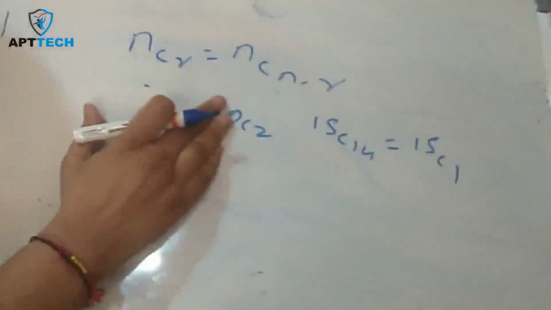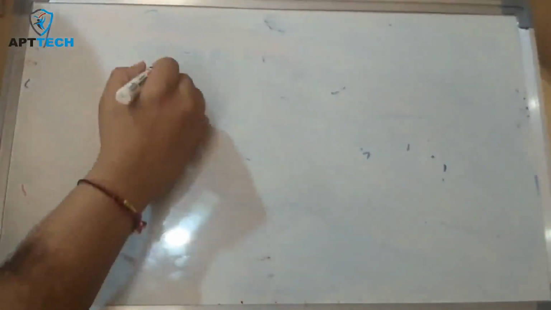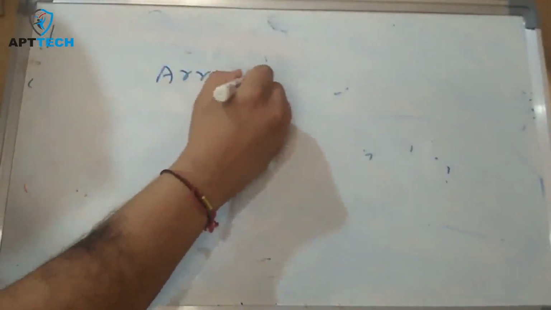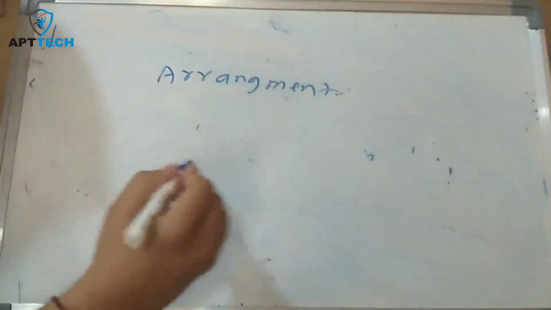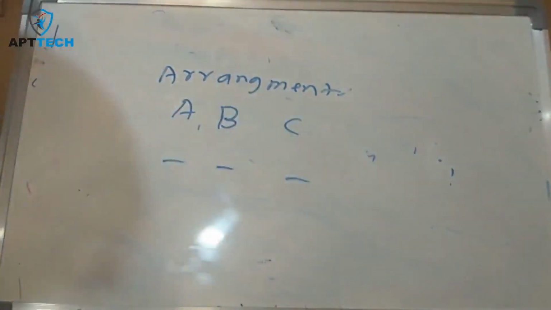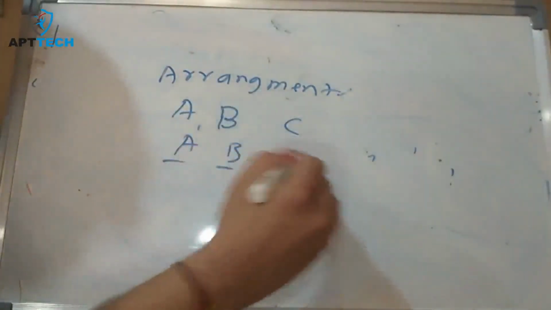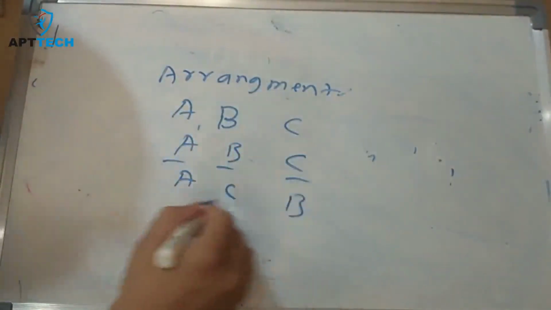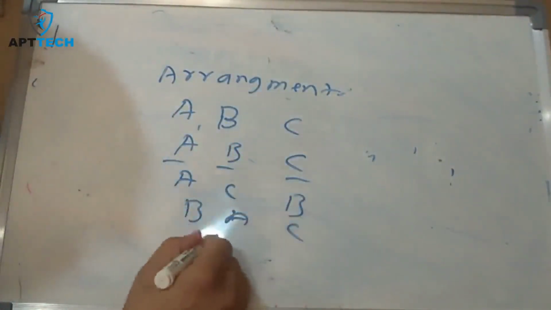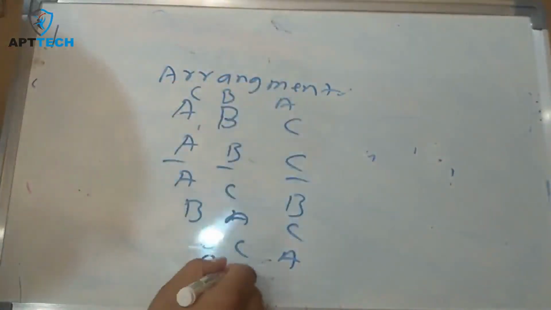Now the next particular logic that we are going to observe is the arrangement concept. Imagine three people ABC want to sit on three chairs. So how will three people ABC sit on three chairs? Either the arrangement could be ABC, or ACB, or BAC, or BCA, or CBA, or CAB.